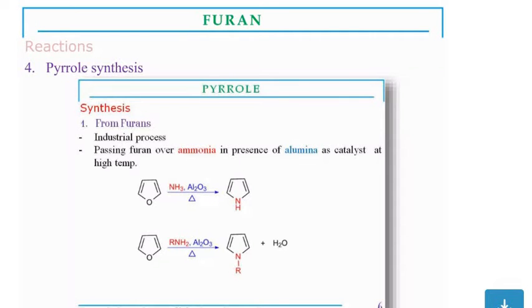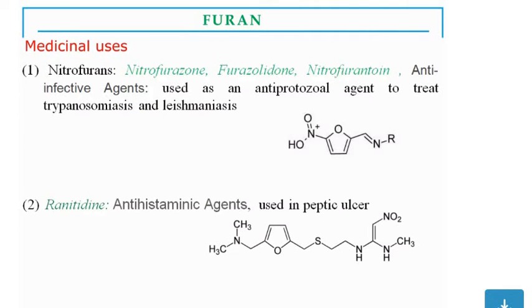Pyrrole you will get from furan. Now medicinal uses: nitrofurans, nitrofurazone, furazolidone and nitrofurantoin, anti-infective agents used as an antiprotozoal agent to treat trypanosomiasis and leishmaniasis. You can see this compound contains nitro groups, imine and furan.